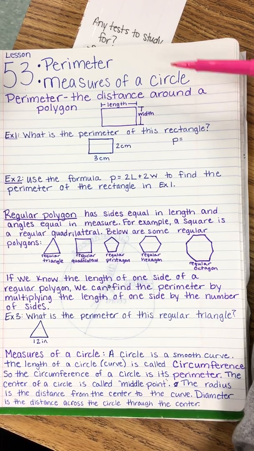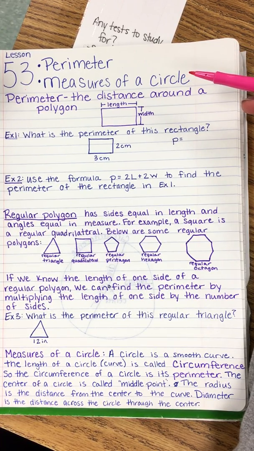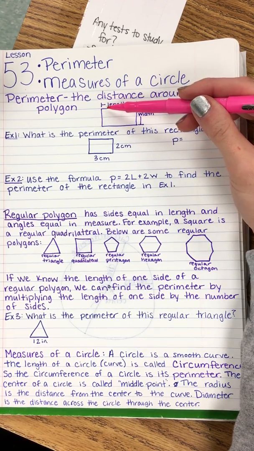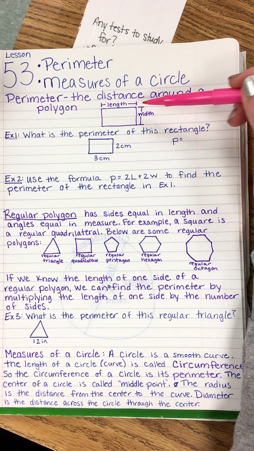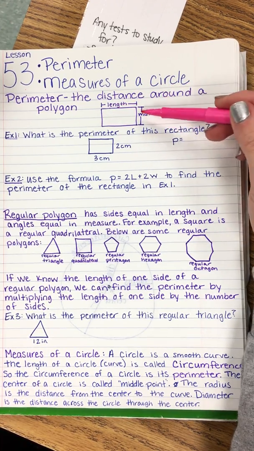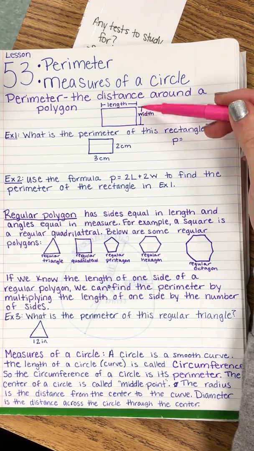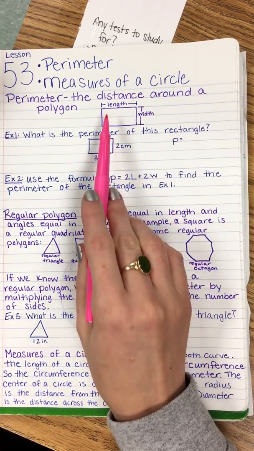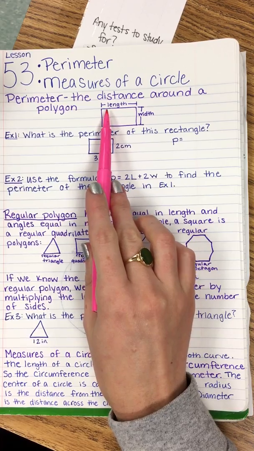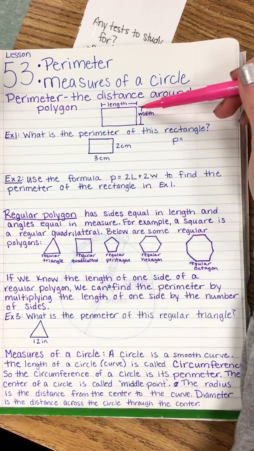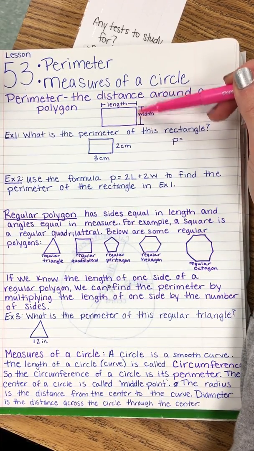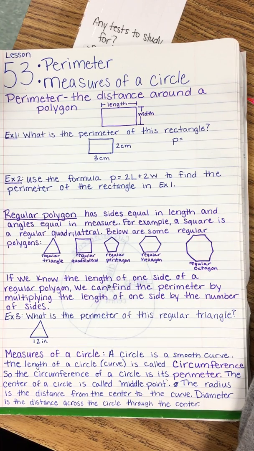The word length has more than one meaning. We have used length to mean the measure of a segment, but length can also mean the longer dimension of a rectangle. We use the word width to mean the shorter dimension of the rectangle. So this would always be length because it's longer. Length is longer, and width is like the shorter end.